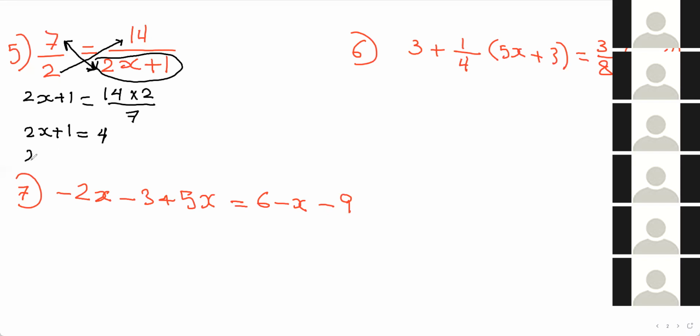Now, 2x equals 4 minus 1. And then 2x equals 3. Divide both sides by 2, x equals 3/2. And that's the answer. Is that okay, Muhammad, or?